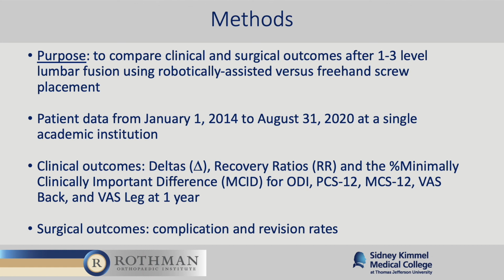We took patient data from 2014 to 2020 at our institution. The clinical outcomes of interest included delta, or the perioperative change, in patient-reported outcome measures, ODI, PCS, and MCS-12, VAS back and leg at 1 year. From this, we also calculated recovery ratio and the proportion of patients achieving the MCID. Our surgical outcomes of interest were complication and revision rates.